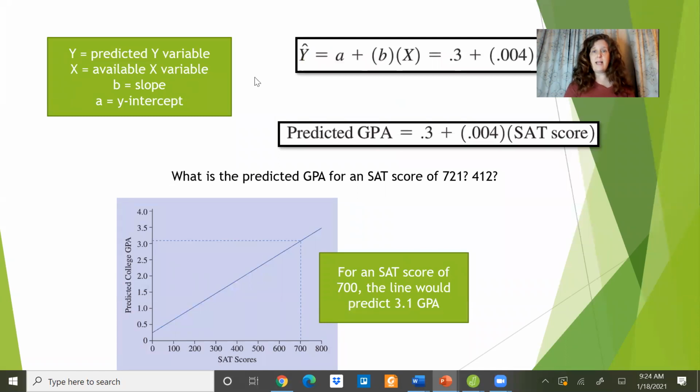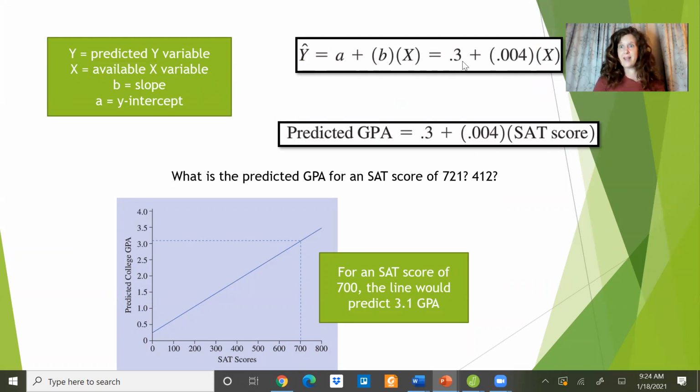So what would it look like? Maybe I have 10 years' worth of data and I run my regression analysis on JASP, and this is what I get for my equation. So my Y variable is going to equal 0.3, big head's in the way. My head's actually very large in real life, not just for this video. So it's 0.3 plus 0.004 times X.